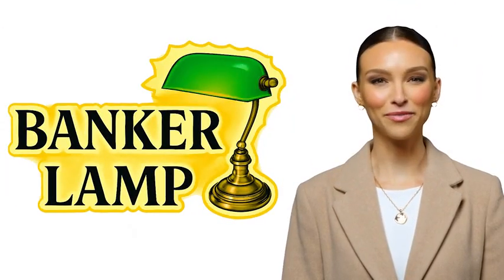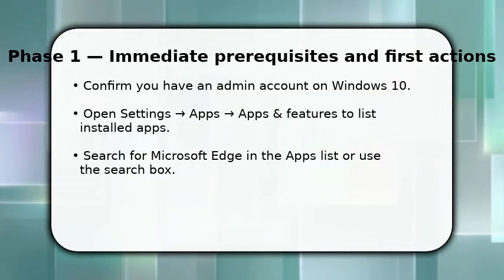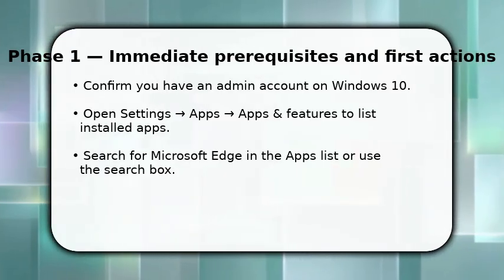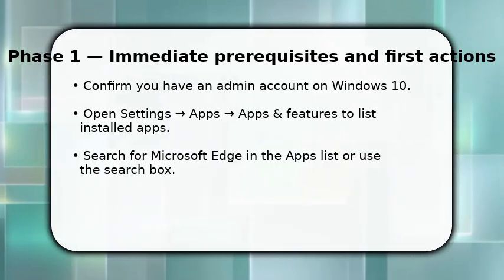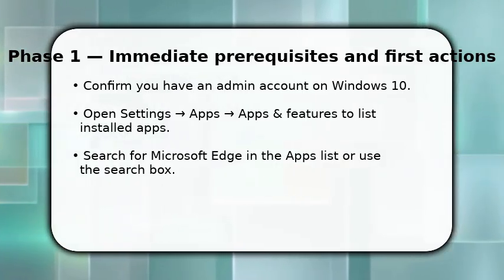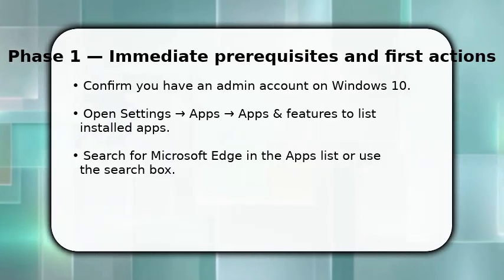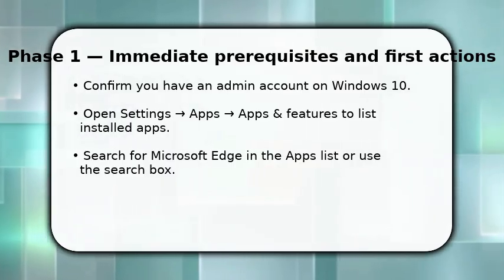Please enjoy the video. You start with admin rights because Windows protects system apps. Open Start, type Settings, then go to Apps and Features. This lists installed programs. Once there, use the search box to find Microsoft Edge quickly so you don't scroll.